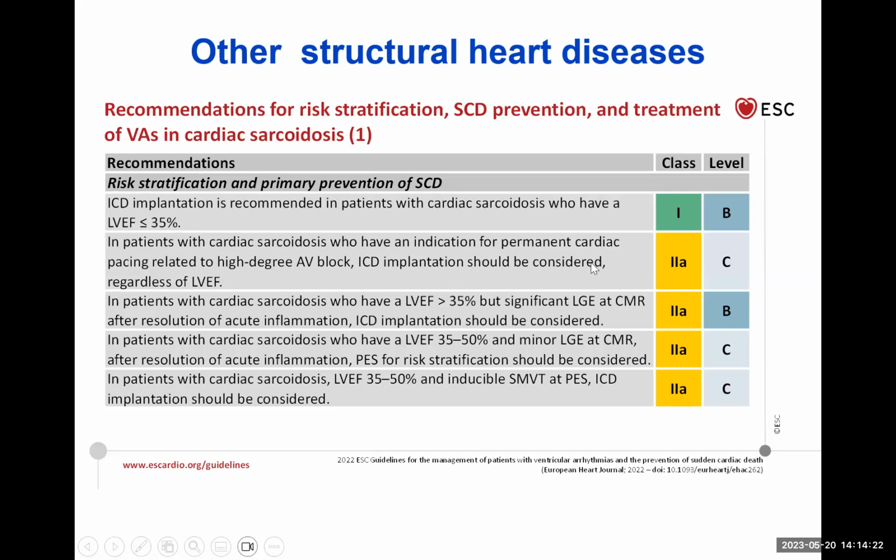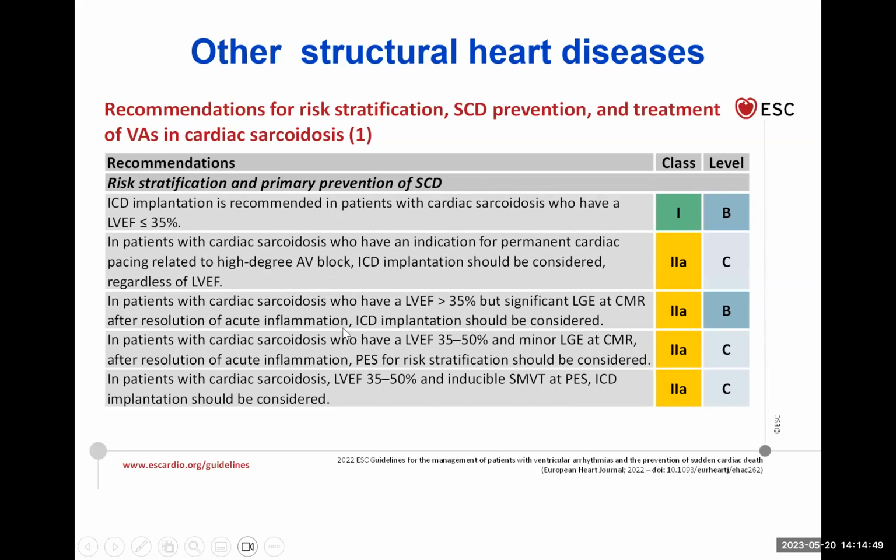If the patient has an indication for a pacemaker, like high degree AV block, it is recommended to implant an ICD rather than a pacemaker, regardless of the ejection fraction. So a patient with sarcoid who has high grade AV block and needs a device should get a transvenous ICD rather than a pacemaker, because they have a high risk of developing arrhythmias. And when they have conduction system disease, they are at higher risk of developing ventricular arrhythmias.